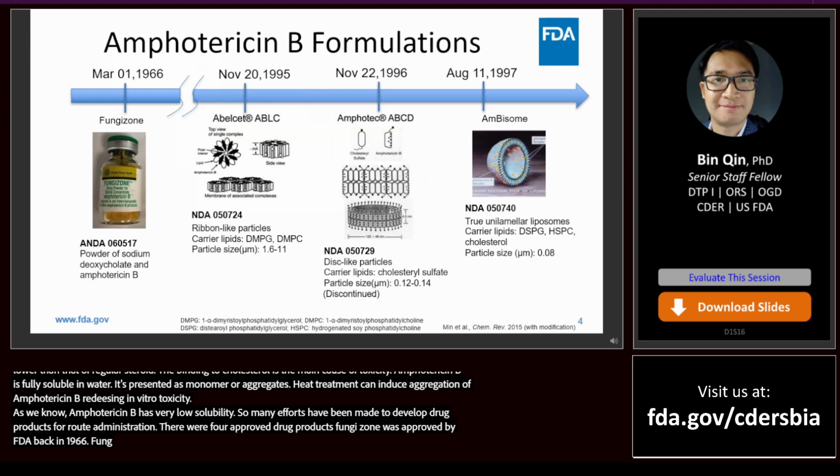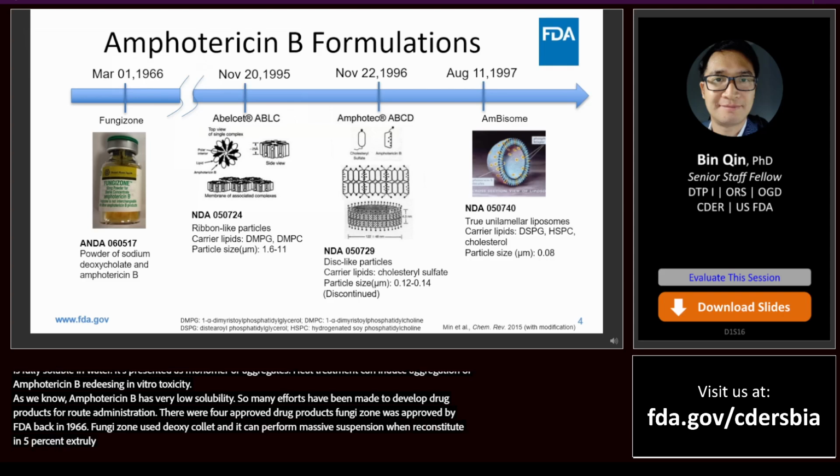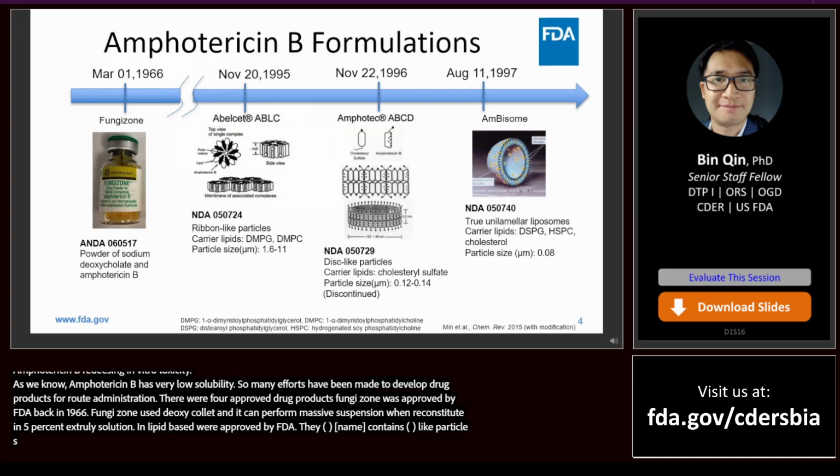Fungizone uses the bile salt detergent deoxycholate as excipient, and it can form micellar suspension when reconstituted in 5% dextrose solution. In the 1990s, 3 lipid-based formulations were approved by FDA. They were Abelcet, Amphotec, and AmBisome. Abelcet contains ribbon-like particles, and Amphotec contains disc-like particles. AmBisome is the single-bilayer liposome formulation among the 4 approved drug products.